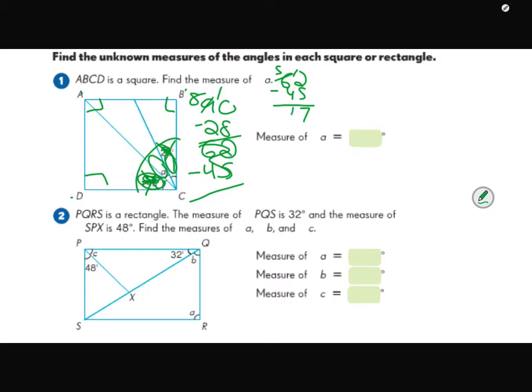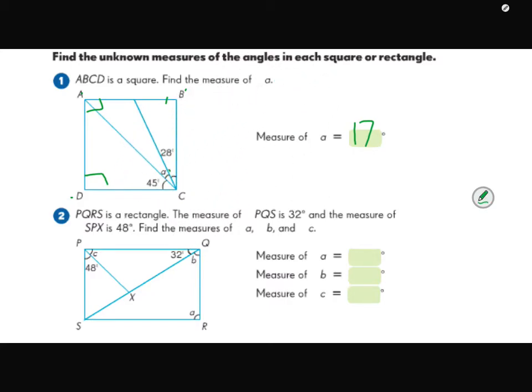And I get 17. So I know that A is 17 degrees. I could check this by thinking, well, is 28 plus 17 plus 45 get me to 90? And then I know that 8 plus 7 is 15, 16, 17, 18, 19, 20, 4, 5, 6, 7, 8, 9, and it does.